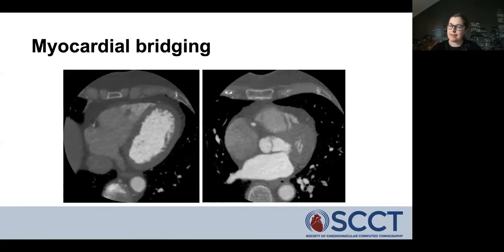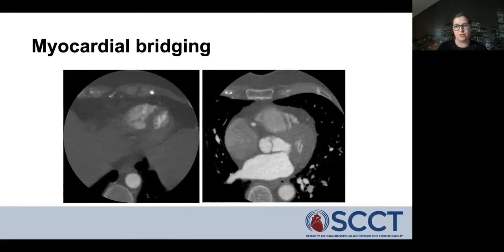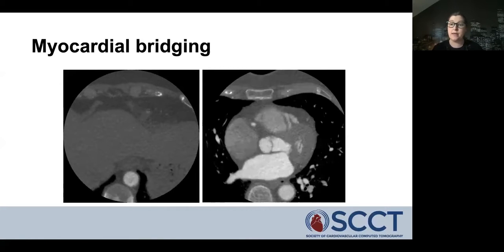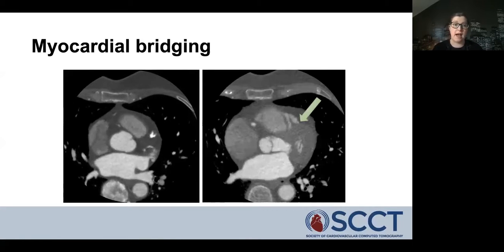The clinical significance of this is a little bit debated, and I've not managed to show that it correlates with anything, but there are studies that suggest it correlates to changes in perfusion and symptoms.